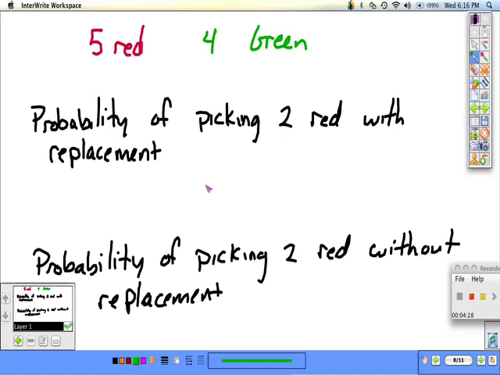Here we have 5 red items and 4 green. I want the probability of picking 2 red with replacement. So there are 9 possible things, and there are 5 reds to pick out of those 9. So the probability of picking a red is 5/9. Now I put that item back. So for the second pick, there are still 9 things total. There are still 5 red ones. The probability has not changed from one pick to the next. So these are independent events, these two picks. Our probability is 25 over 81.